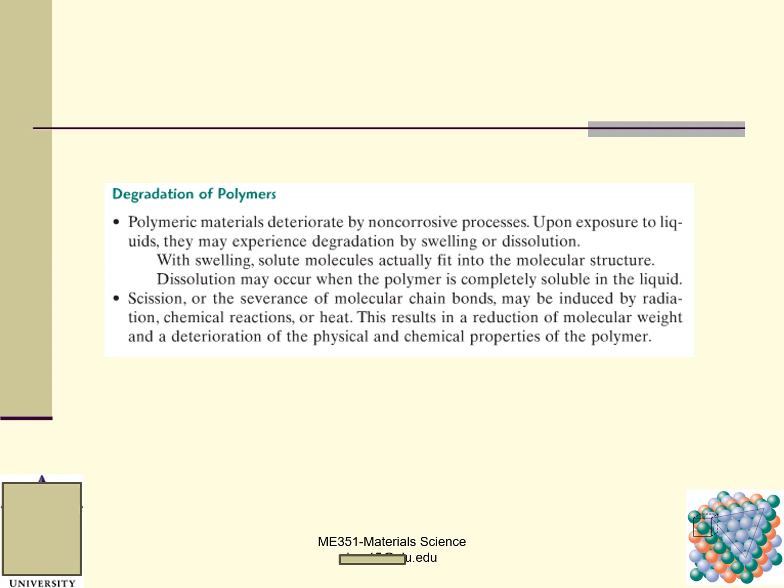Scission, or the severance of molecular chain bonds, may be induced by radiation, chemical reactions, or heat. This results in a reduction of molecular weight and deterioration of the physical and chemical properties of the polymer.